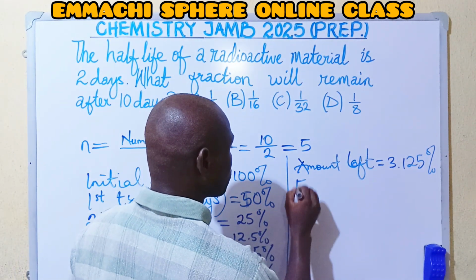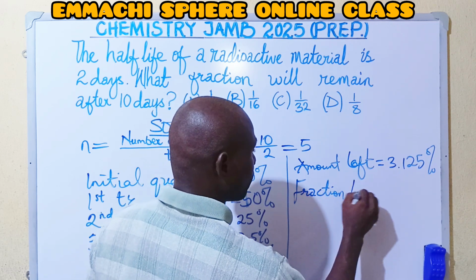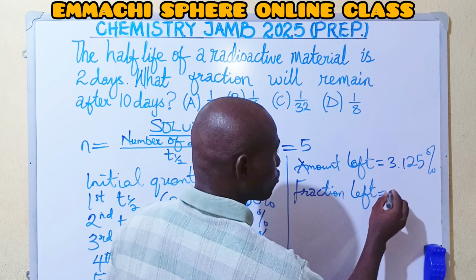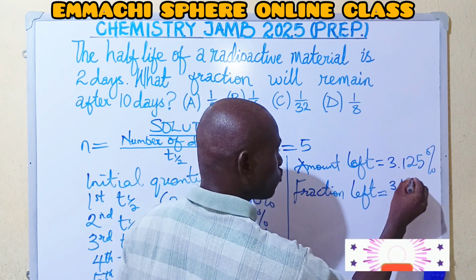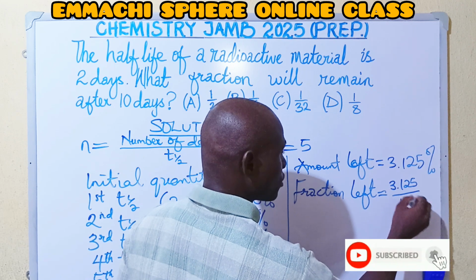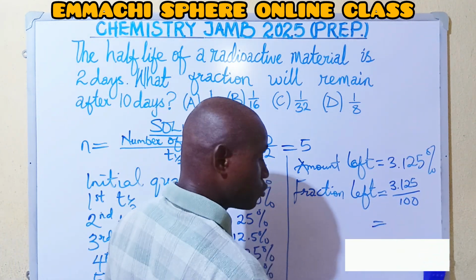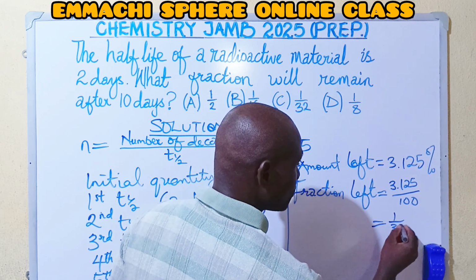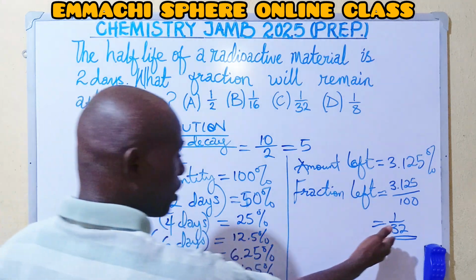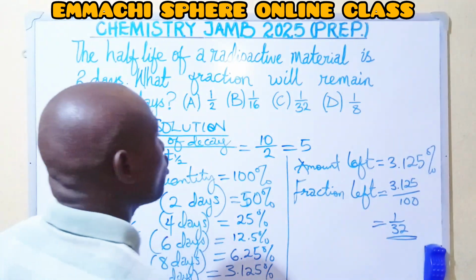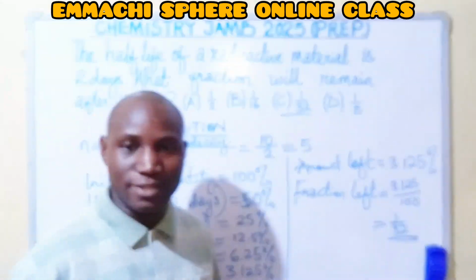the fraction left will be equal to 3.125 divided by 100. So 3.125 divided by 100, that is 3.125%. If you punch your calculator, you get 1/32. So this is the fraction left after 10 days. When we check the options, it aligns with option C, and that is the correct answer. Thank you.